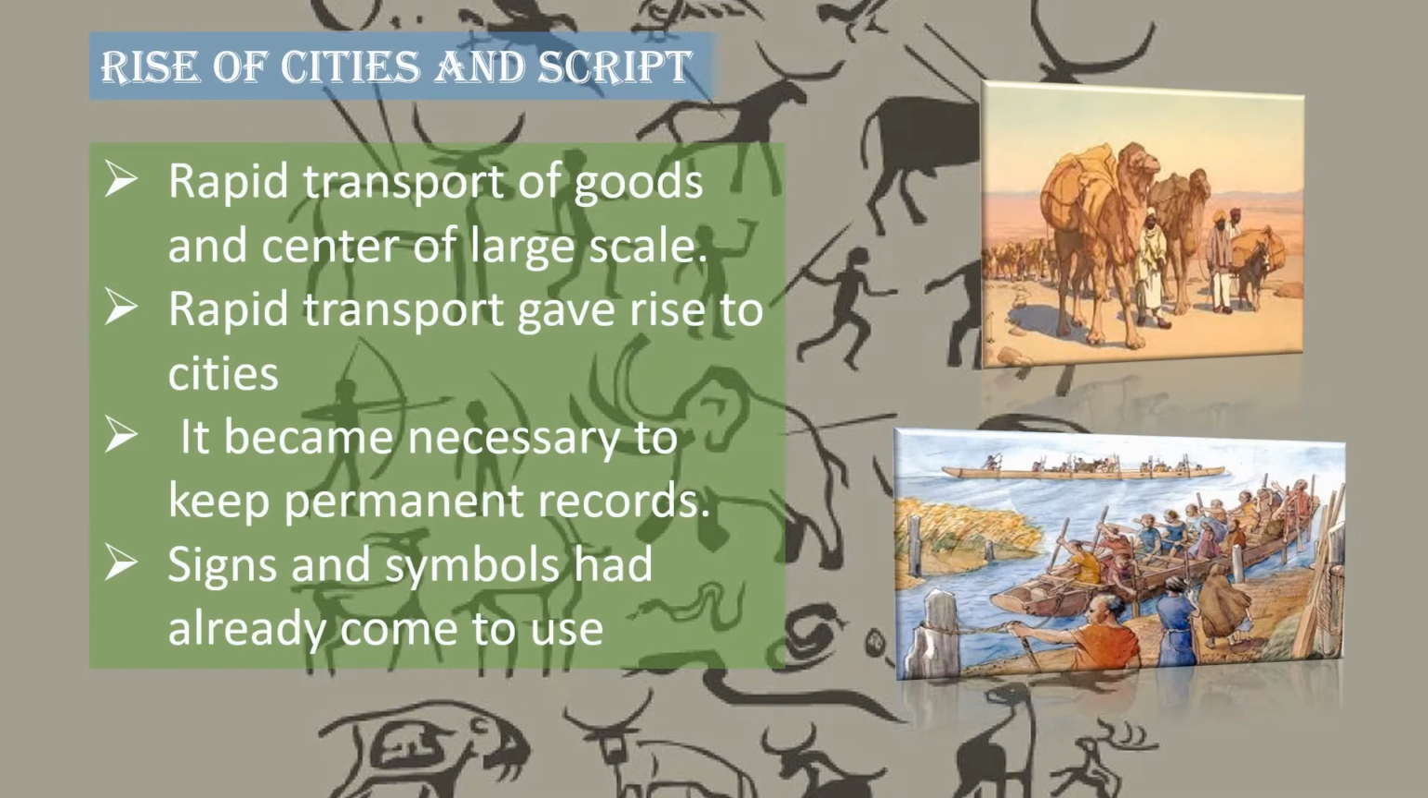Rise of cities and script. From our Module 1, we learned that for long distances, humans changed the old system of transport. Because of all this, there was rapid transport of goods and centers of large scale production. All these factors brought together people engaged in different types of work. Rapid changes gave rise to cities. It was necessary for humans to keep permanent records as trade was expanding and production growing. To make it easy and convenient, humans started using signs and symbols in their trade and production work, which helped them to keep all the records.